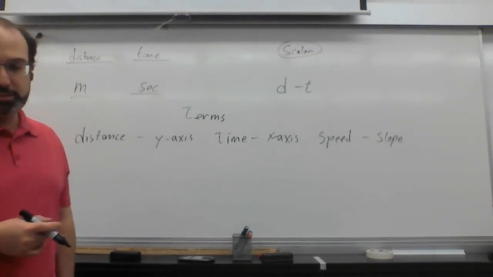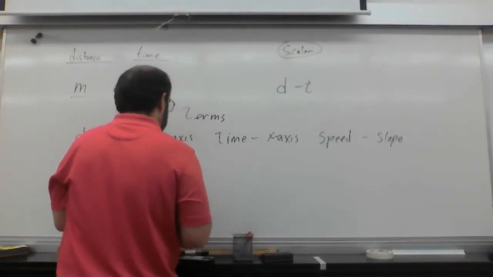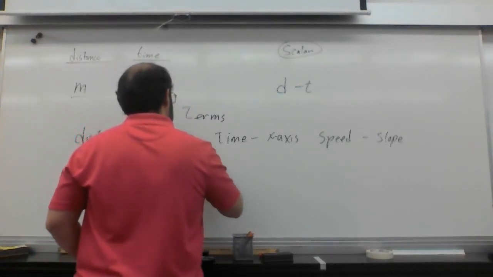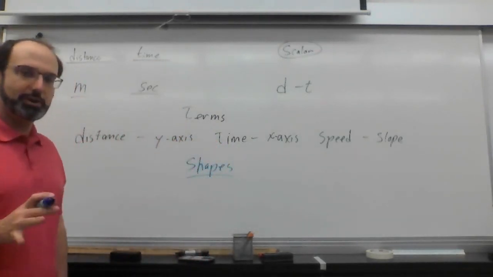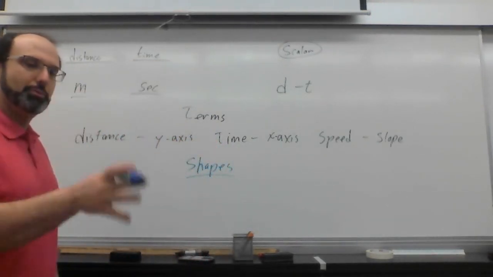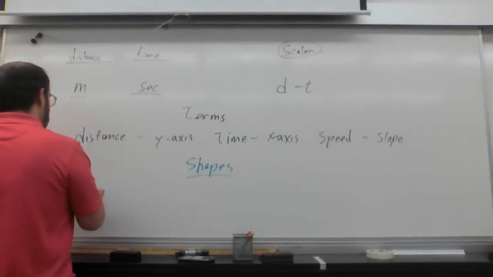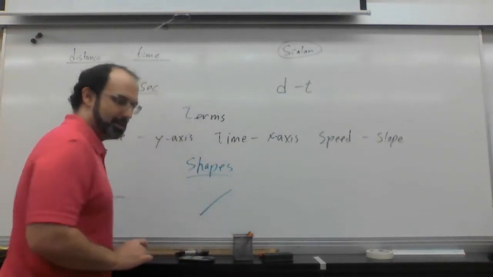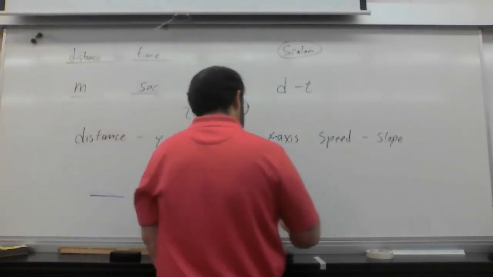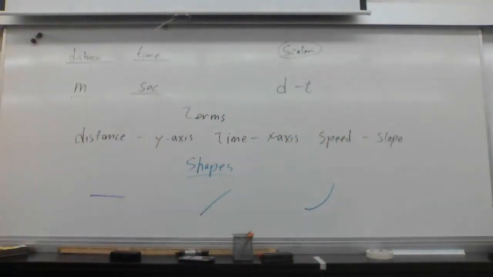Now, next it says shapes. This is going to be kind of critical because, as I said, the purpose of this is to make our lives easier. So rather than memorize every single graph, don't do that. It's not worth your time. Remember the shapes that you're going to see, and you're always going to see the same shapes. You're going to see a flat line, a slope line, and a curved line. Those are the three lines. I've drawn them rather than write them. If you want to draw them, go ahead.